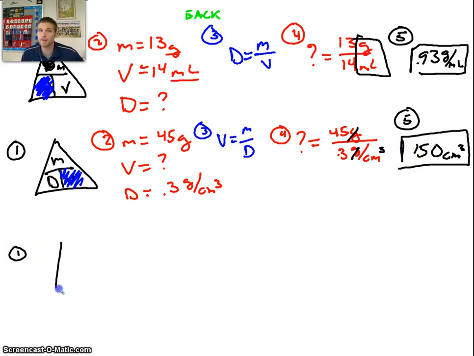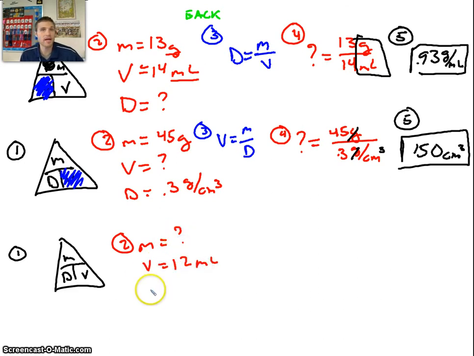The last problem I want to look at is what if I'm solving for mass? So once again, my first step is to draw my triangle, mass, density, and volume. My second step is mass equals, I don't know in this case, so it's my question mark. Volume is 12 milliliters, and my density is 15 grams per milliliter. Use my triangle to figure out what am I looking for. So I'm looking for mass, so I cover up mass in this case.